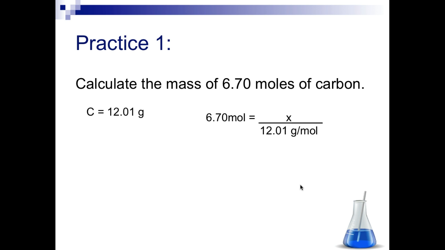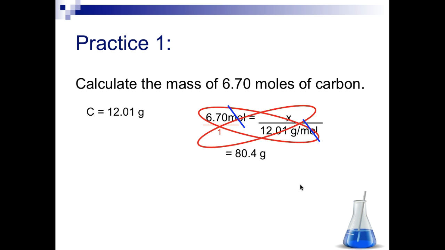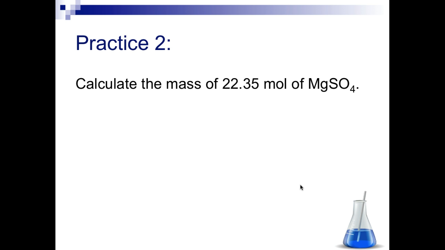Then what you're going to do is 6.70 moles is going to be equal to X over 12.01 grams per mole. We're going to stick 6.7 moles over 1. Then we are going to cancel our moles, which is what we want. So we're left with grams, which is the unit we want. Then we are going to crisscross and multiply. And when you do that, you get 80.4. And that is the final answer because it has 3 sig figs, and our original moles of carbon had 3 sig figs. Let's look at practice 2.